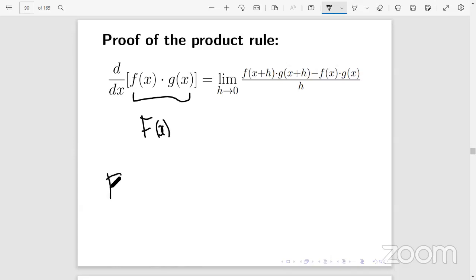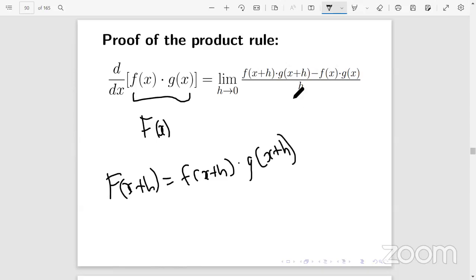this capital F of x plus h will be equal to, remember that capital F of x we said is small f of x times g of x. So whenever you see x, we substitute it with x plus h. So this will be capital F of x plus h, of which that's what we have here.